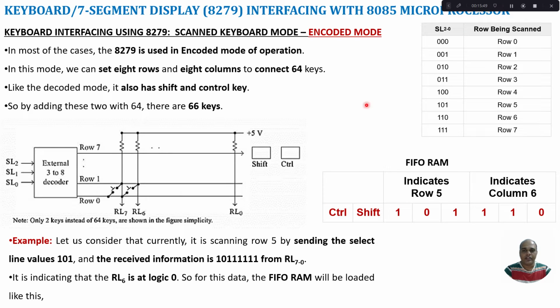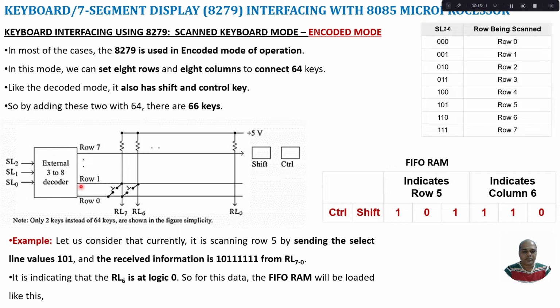Next mode is your encoded mode. Again, this mode is also applicable for your keyboard mode as well as the sensor matrix mode. The only difference is the switch will be replaced by a sensor, digital sensor. So here in encoded mode, we can interface more number of switches. How is it possible? We make use of a decoder IC.